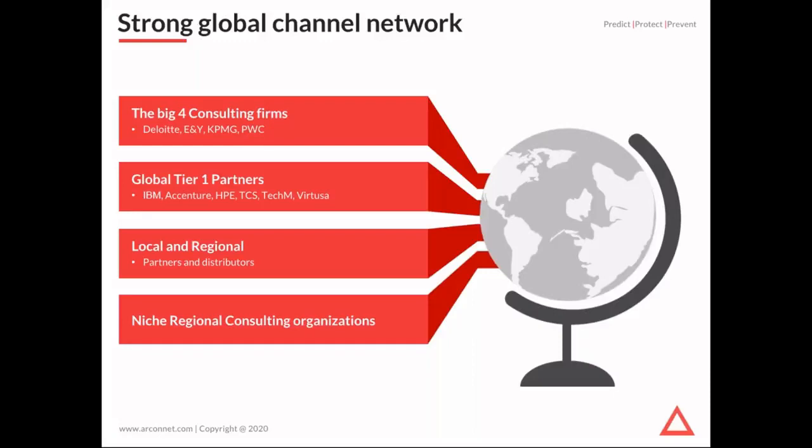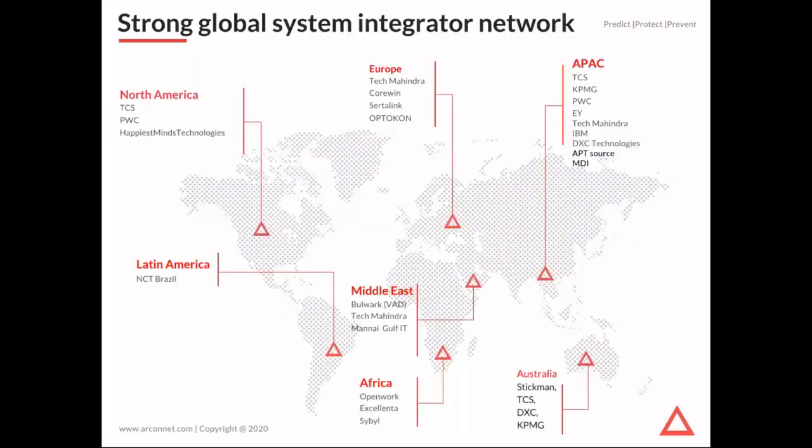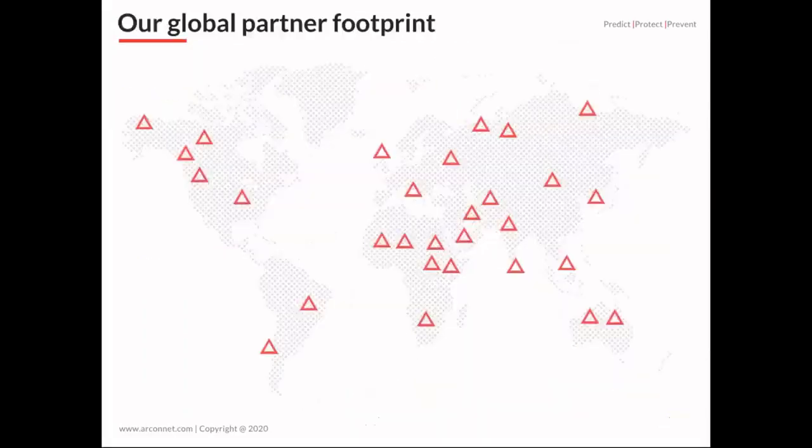The slide showcases the different integrators that we have across regions. For APAC, we have TCS, KPMG, PwC, EY, and also Bulwark, which helps us drive our business. For the Middle East, Bulwark, Tech Mahindra, and Manai Gill play a very important role. In Europe, we have Tech Mahindra and Quirin. In North America, we have TCS and PwC. And in Australia, we have Stickman, TCS, and DXC as our system integrators. So as I have said, we have partners spread across different regions and areas. This slide showcases our partner footprint.